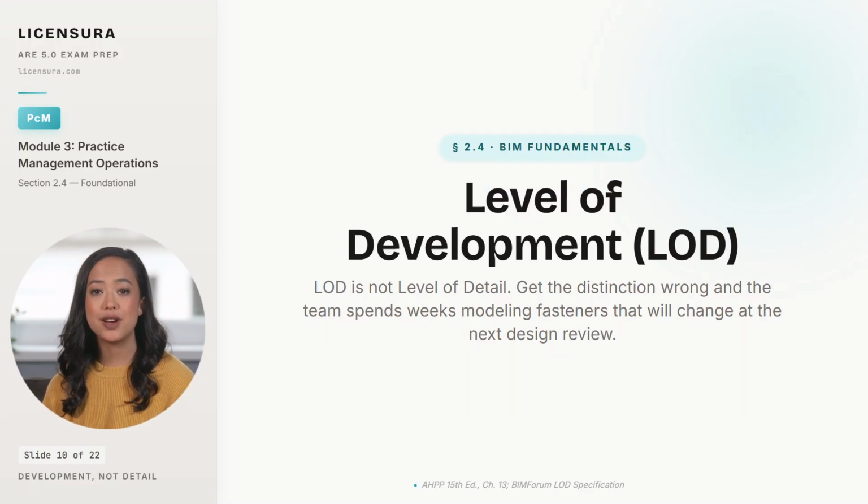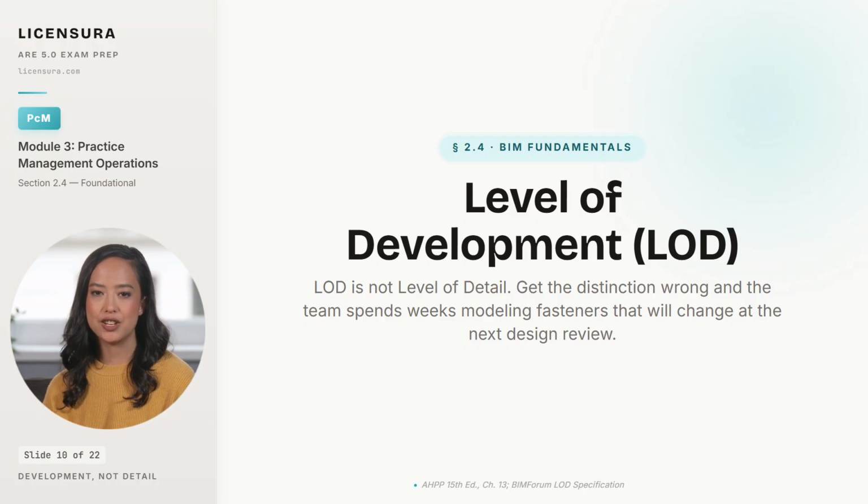Most architects read the D in LOD as detail. They shouldn't. It's the single most common BIM mistake in practice. And it's the mistake that costs you weeks of wasted modeling time on every project where it goes unchallenged. LOD stands for Level of Development. The distinction matters because it changes what the model is supposed to communicate at each phase.